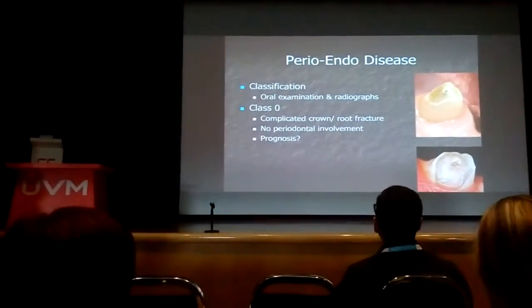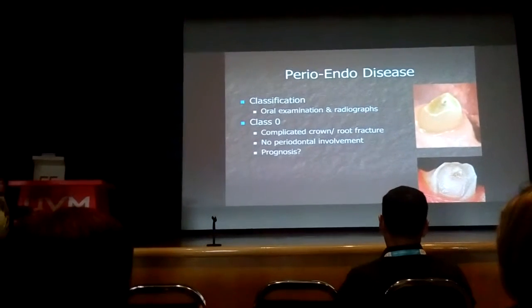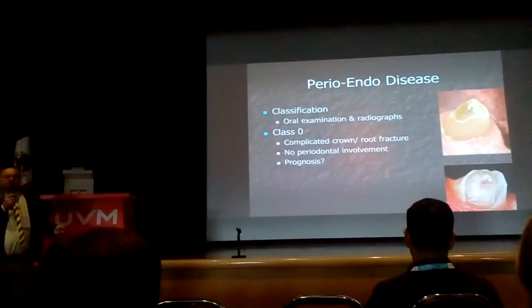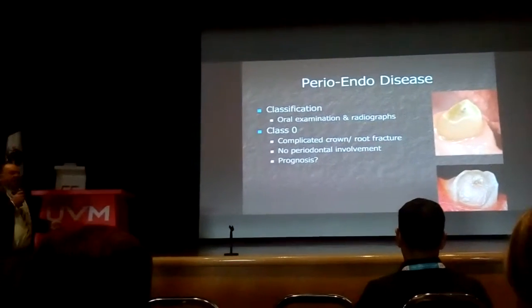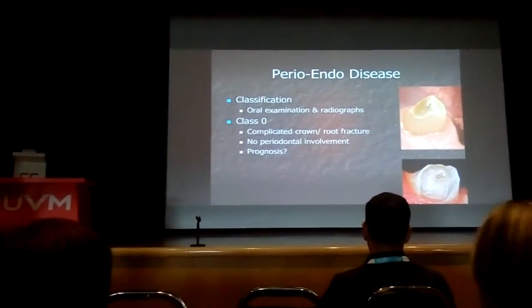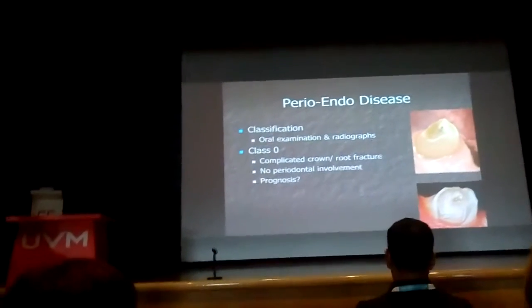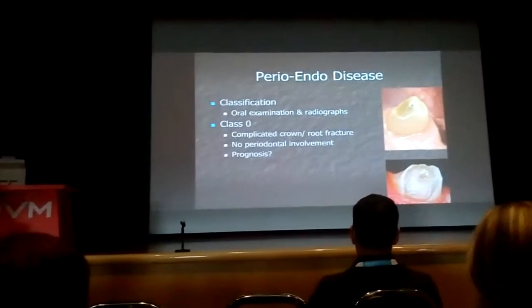So with a class 0, basically we just have a complicated crown fracture where the pulp has been exposed. So it's just really an endodontic lesion. And there's no periodontal disease involved. And the prognosis is usually very good if we do standard root canal treatment.